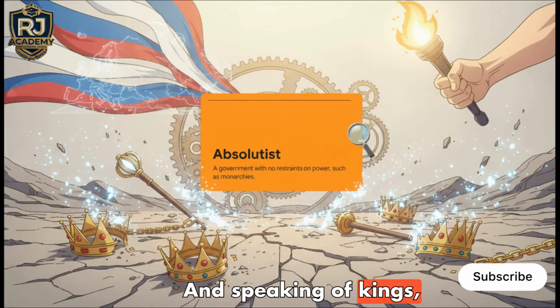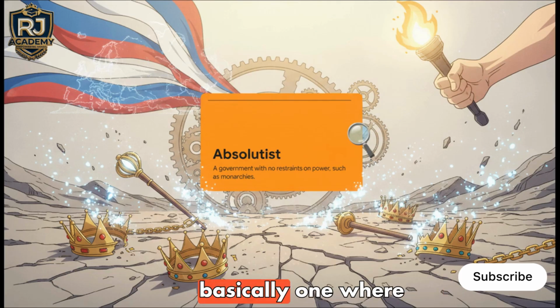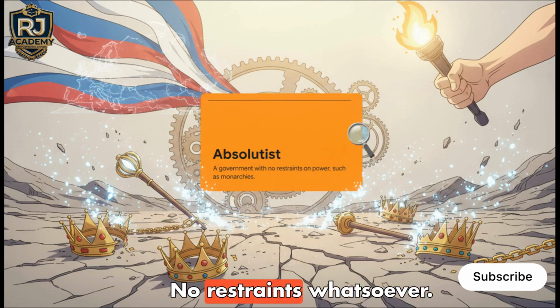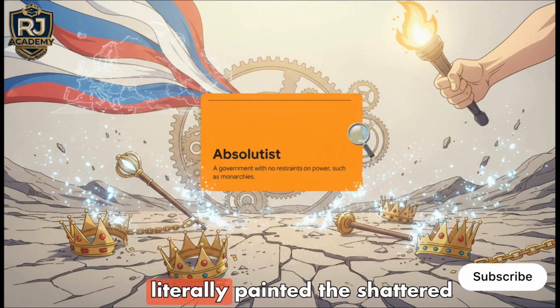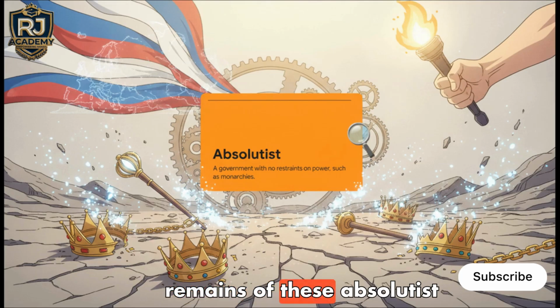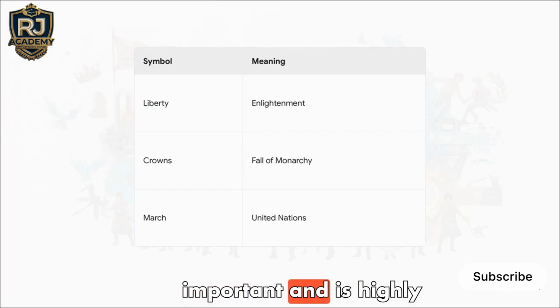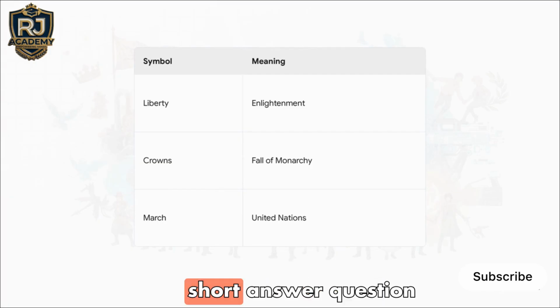And speaking of kings, definitely keep this next key term in mind. An absolutist government is basically one where a monarch has total, completely unchecked power, no restraints whatsoever. And in Sorrieu's painting, he literally painted the shattered remains of these absolutist institutions lying broken on the ground in the foreground. It was his way of signaling, hey, the era of absolute monarchs is finally coming to an end.